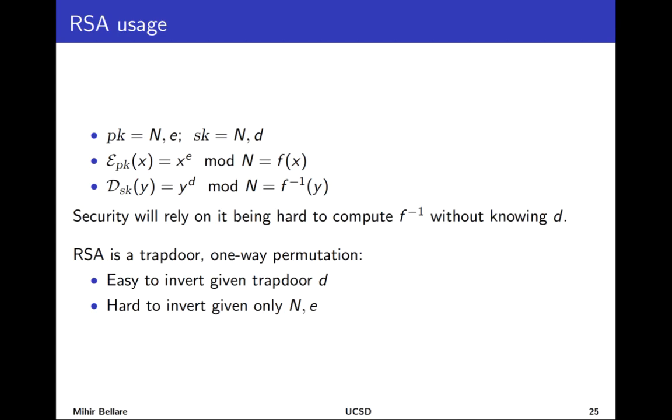One-wayness refers to the fact that if you don't know the trapdoor d, you would have a hard time going backwards, meaning given y, if I ask you what y to the d is, but I don't actually give you d, although it's mathematically uniquely defined through n and e, you would have a hard time actually computing it if things are set up right.